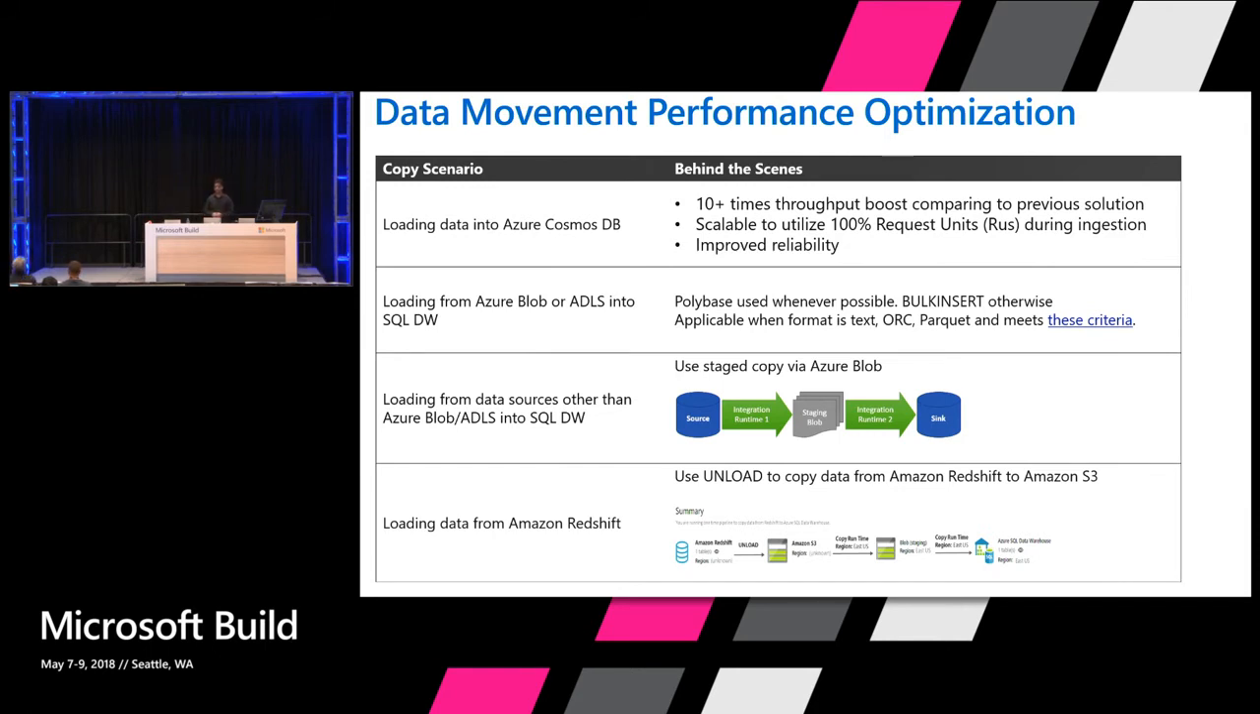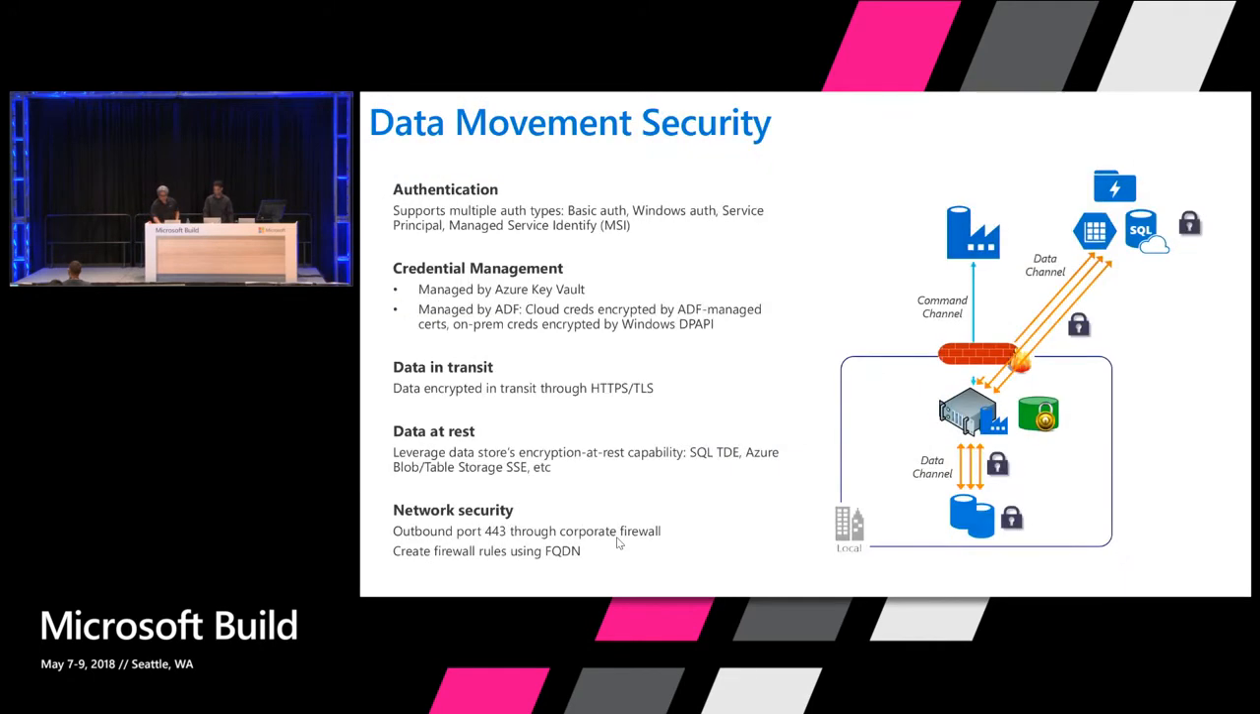Similarly, if you're trying to load Azure Blob or SQL DW, if we know that we can use Polybase from Azure storage to SQL DW. So let's say you're trying to move data from Amazon S3 to SQL DW, then we will behind the scenes first load your data to Azure Blob and then to SQL DW. So we are quite smart over there. And I already mentioned this Amazon Redshift scenario, where we are doing what we call unload.